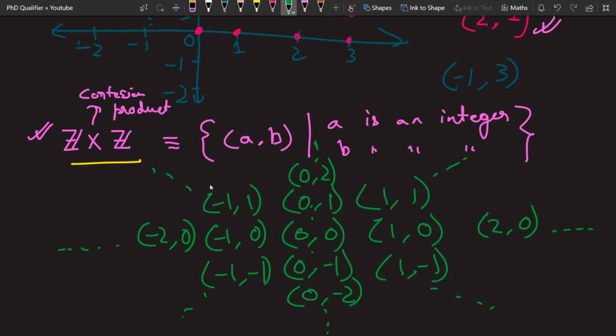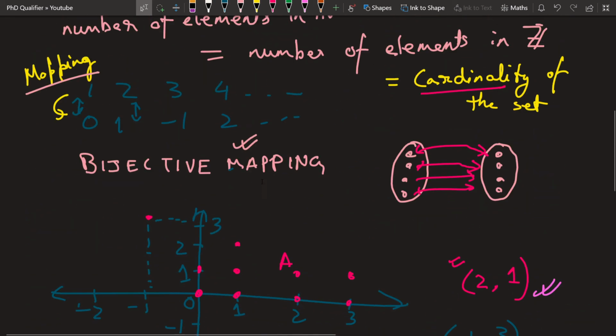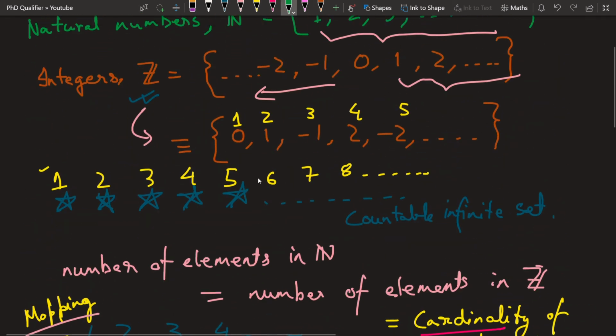Then what I will do is try to find a way to rearrange this in a single line, like for example what we did with the integers, we rearranged them in a single line in such a way that we can start counting these numbers.